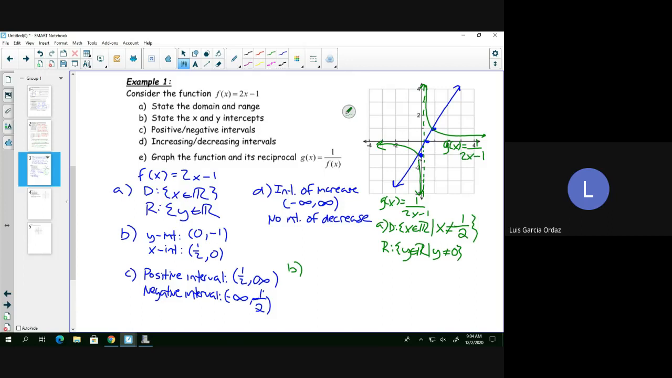Do we have a y-intercept for our reciprocal function? Yeah. Okay, where is it? 0 and negative 1. Do we have any x-intercepts? No. No x-intercepts, but we have a vertical asymptote at x equal to 1/2.